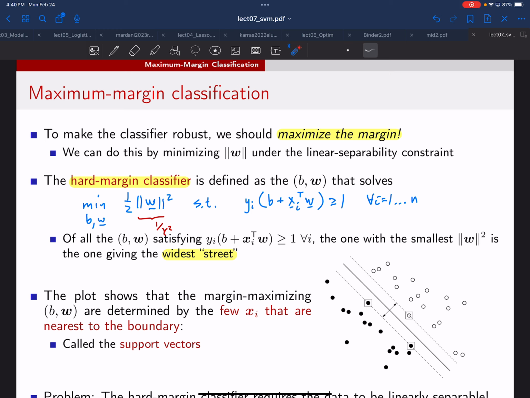Okay, so is this hard margin classifier sort of making sense? So we're maximizing the margin subject to linear separability.